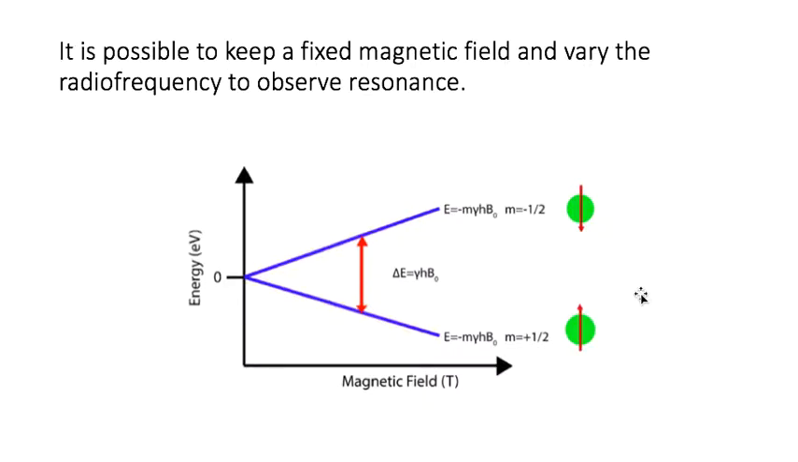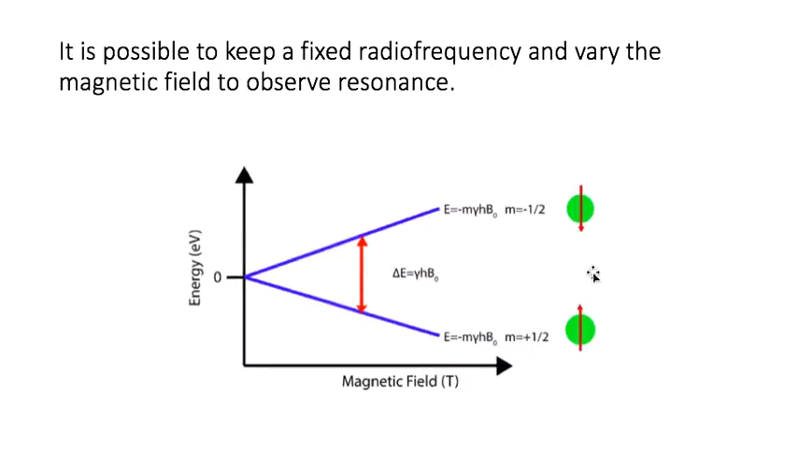We can scan to see when we are putting in the right amount of energy to match, to be resonant with that energy gap. And we can do that in two different ways. We can have a big magnet that's just fixed and change the radio frequencies. So we would scan it, and when we got exactly the right energy, poof, we'd see a peak. And if we didn't have the right energy, we would not see a peak.